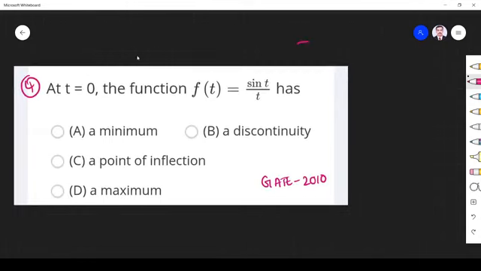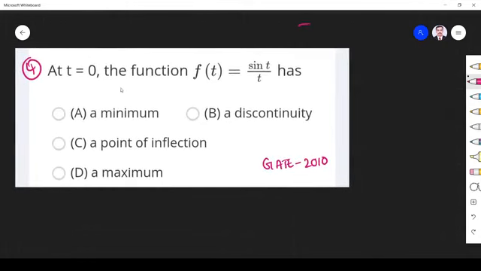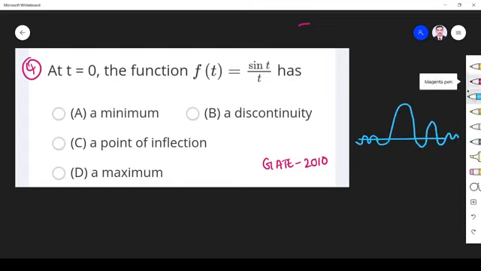Next one, this is a beautiful problem. We can solve it simply. At x is equal to 0, f of t is equal to sin t by t has a dash. Is it minimum or maximum or point of inflection or discontinuity? Here you see it is sin t by t. Sin t by t is nothing but a sinc function. Sinc will be like this. Right? We know it is sinc. So at 0, it has a maximum. That's the character of sinc.